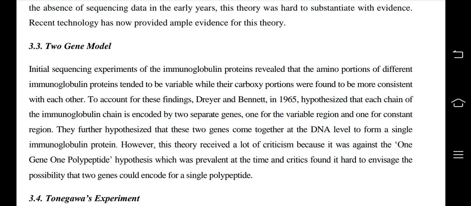However, this theory received a lot of criticism because it was against the one gene, one polypeptide hypothesis, which was prevalent at the time, and critics found it hard to envisage the possibility that two genes could encode for a single polypeptide.